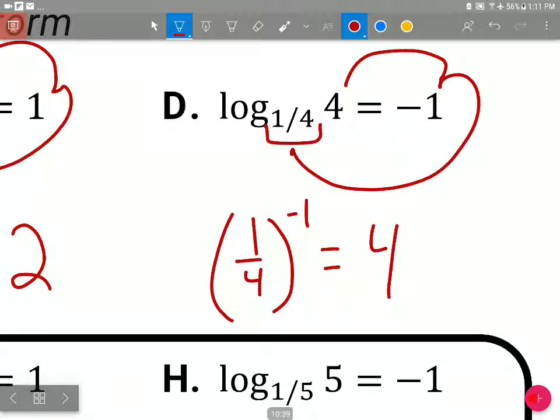And again, this is also a true statement, okay? Because remember, what does that negative exponent do? It flips the fraction. It makes the 4 back on top. So 1/4 to the -1 is 4. Okay?